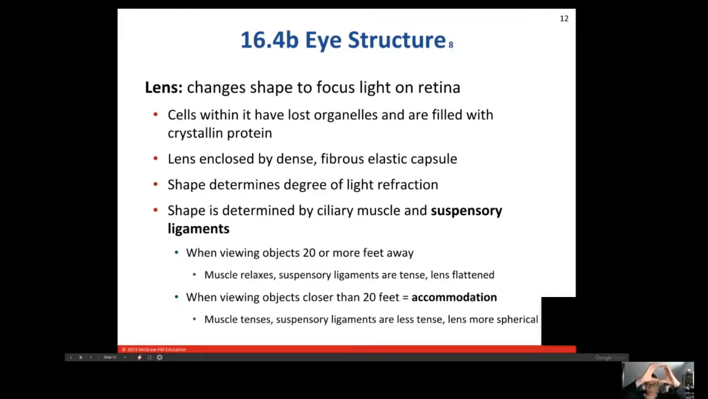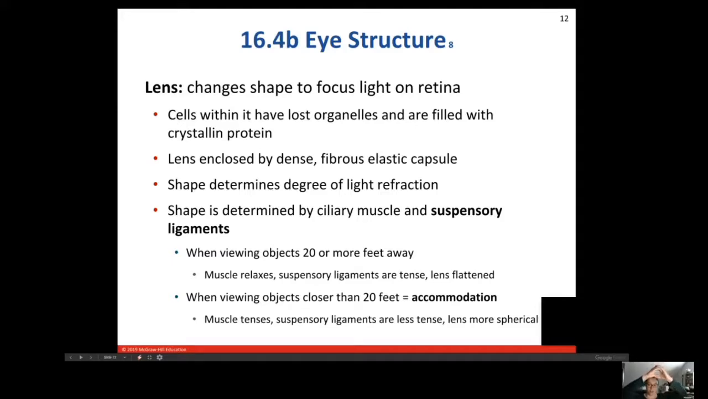So when the muscle relaxes and it dilates, it's going to open up and dilate that ciliary process area, which is going to pull on those suspensory ligaments, and it's going to flatten out that lens. And this happens when you're viewing objects that are far away, versus when it gets constricted.